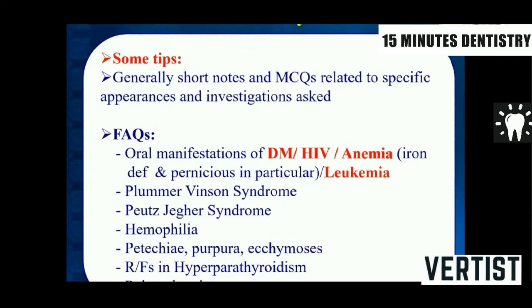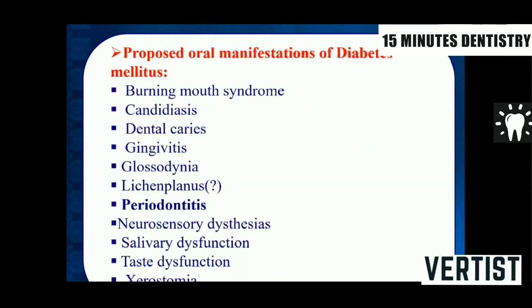What are the definitions of petechiae, purpura, and ecchymosis? Radiographic features in hyperparathyroidism and polycythemia vera. Generally, an MCQ comes: ruddy cyanosis is seen in, with 4 options. The right answer is polycythemia vera. So I'm just giving you a very exam-oriented picture of frequently asked questions. But again, to emphasize, these are frequently asked, not necessarily these will be asked for your exam.